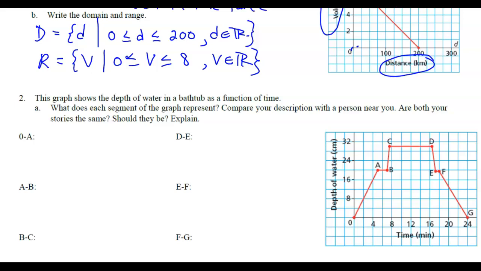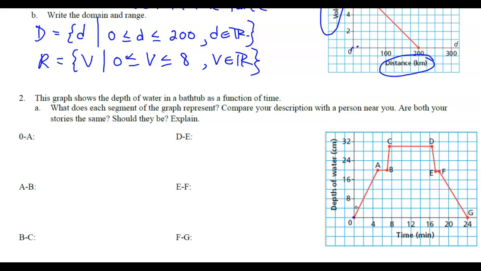So from O to A, I'll get you started, or I'll write it down. You can help me. So from O to A, remember, what is this vertical? It's the depth of water. So at time 0, take a look. Is there any water in the tank at time 0? No, because its coordinates are 0, 0. So no water in the tank. As time goes on, the depth is increasing. So is the tap turned on? Yes, the water's going in the tank.